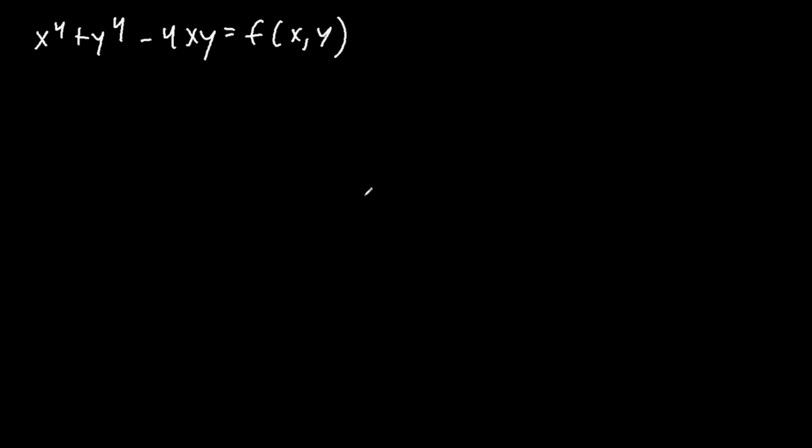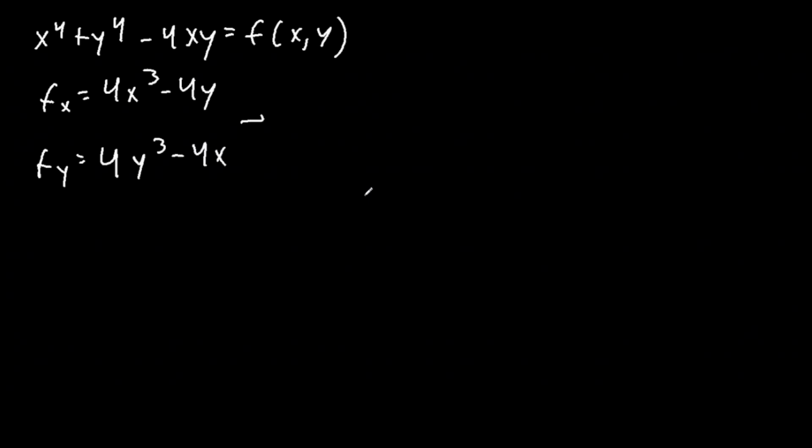So for our next function, it is x to the power of 4 plus y to the power of 4 minus 4xy. Let's go ahead and find our partials. Our x partial will be 4x to the power of 3 minus 4y, and our y partial will be 4y to the power of 3 minus 4x. We can go ahead and factor out our 4's.